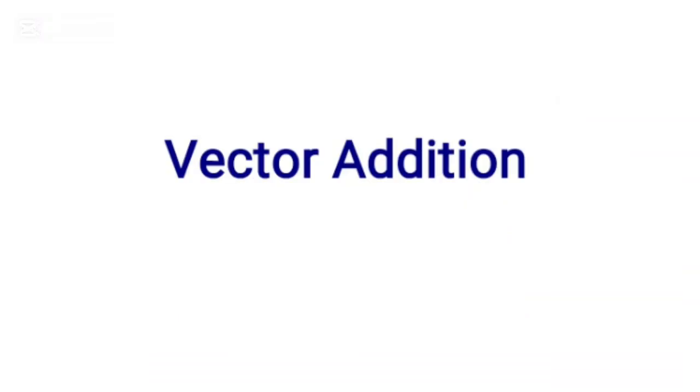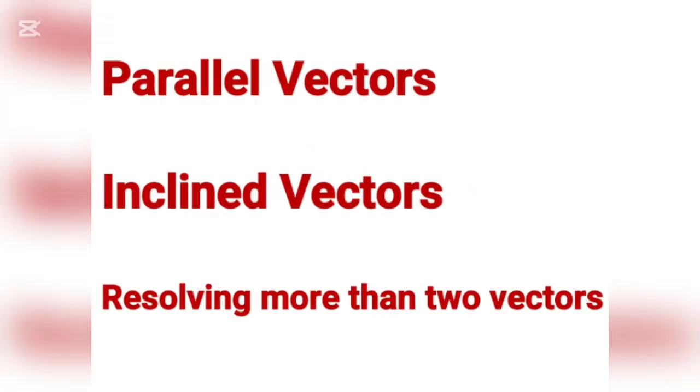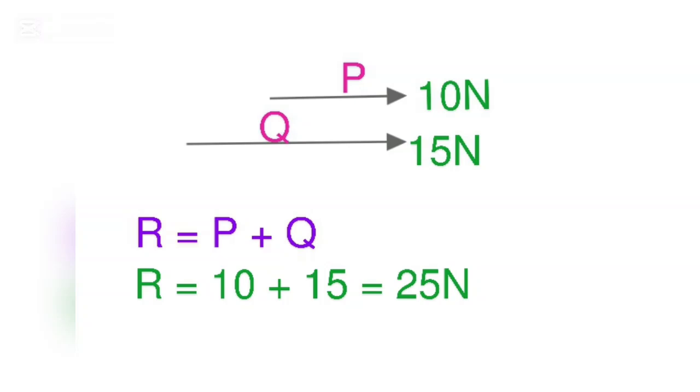Vector addition. In the addition of vectors, I'm going to classify them as 1. Parallel vectors, 2. Inclined vectors, 3. Resolving more than 2 vectors. So we are starting with parallel vectors.